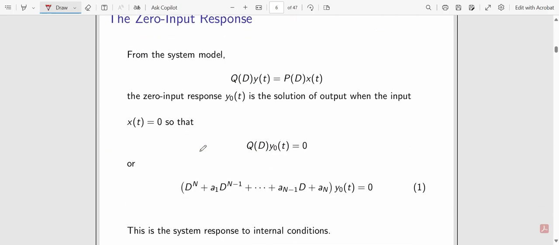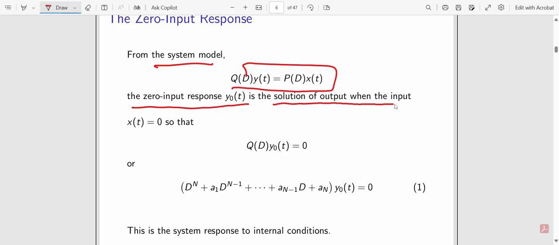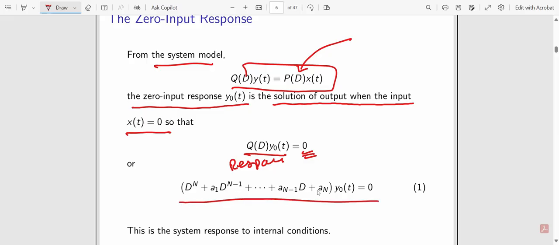After this, now we can see the system model. The zero input response is the solution of the output when the input x of t is zero. Obviously, if the input is zero, we write zero here, and then this is the system response. This response depends on the system's initial conditions, its internal energy storage. There is no input, so we will get this equation.